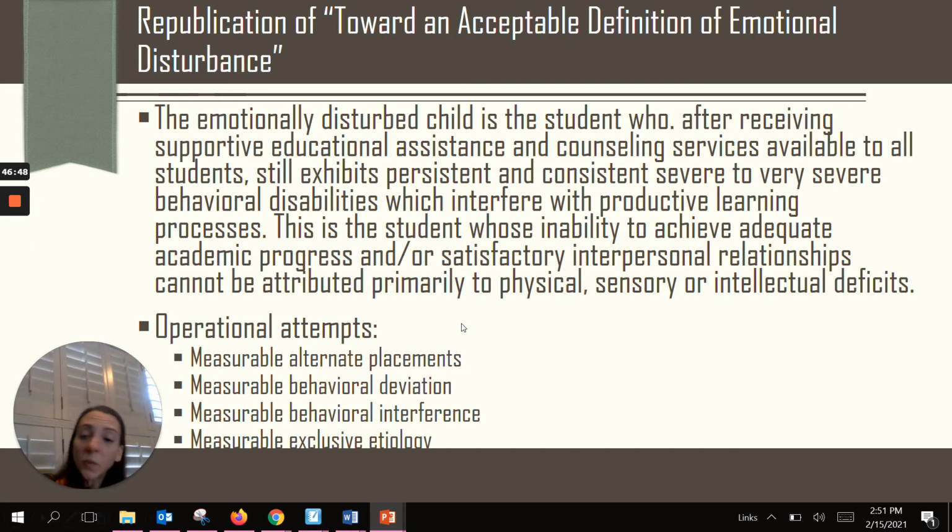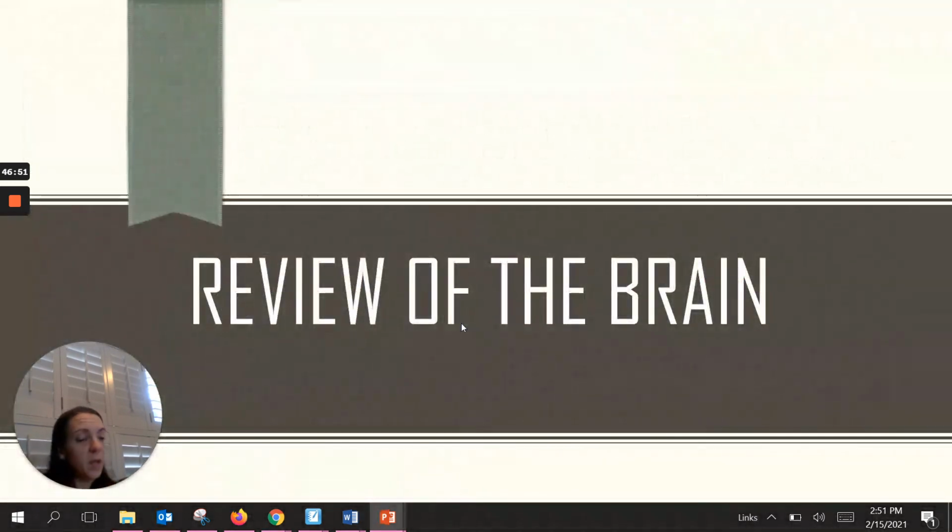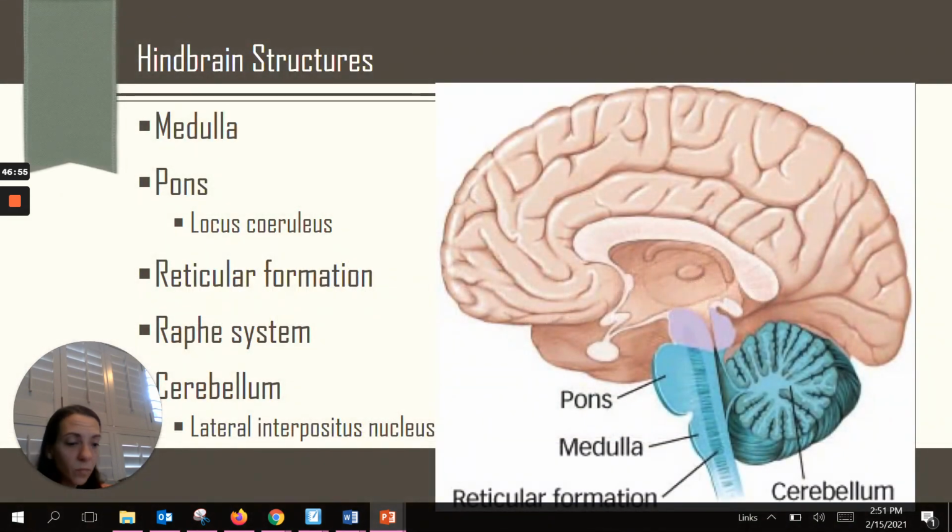Okay, so let's switch gears and let's talk about the brain. So we're just going to review some of the key structures and functions of the brain. So the first part we're going to talk about is the hindbrain. And the hindbrain is the oldest part of the brain.